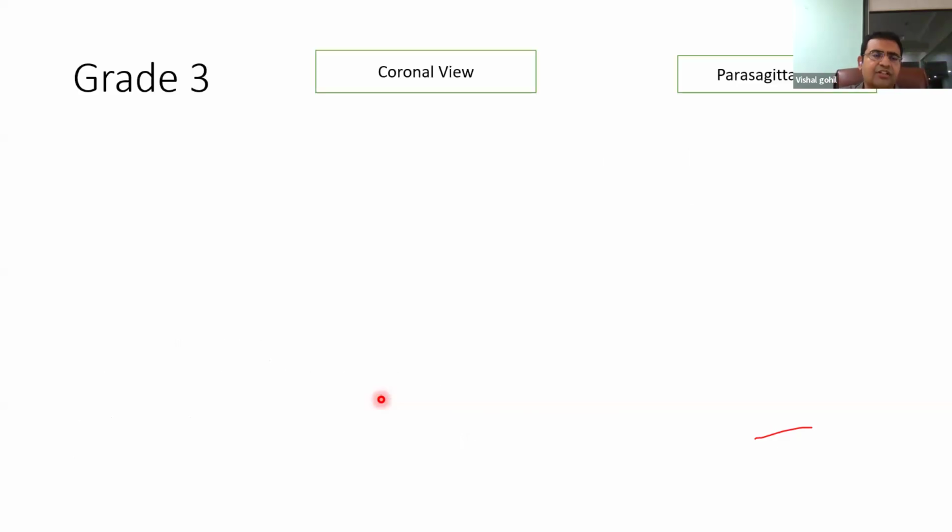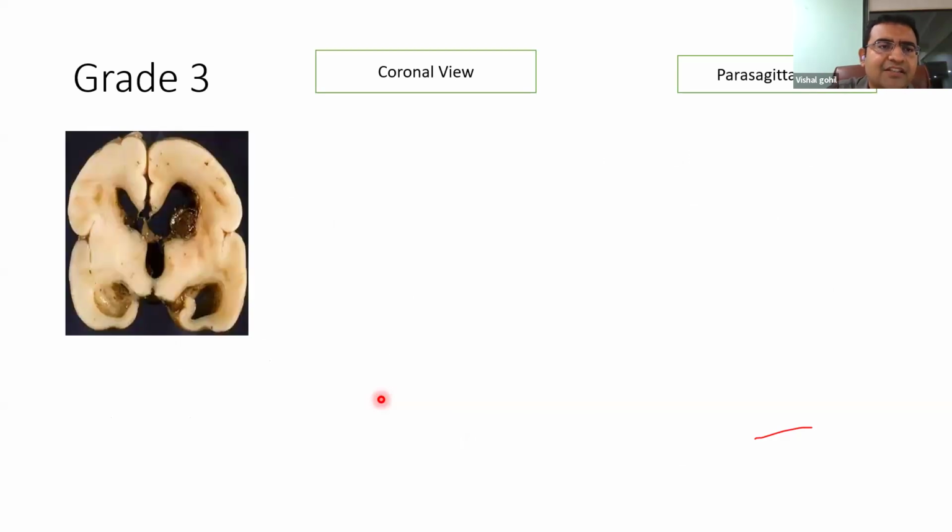Now, let's look at the grade 3 IVH. How does it look? Okay, you can see over here, there is a bleed not only in the germinal matrix, but also leaking out into the lateral ventricle. And it causes sufficient dilatation over here. Even though the blood is extended over here into the third ventricle, that is your foramen of Monro.